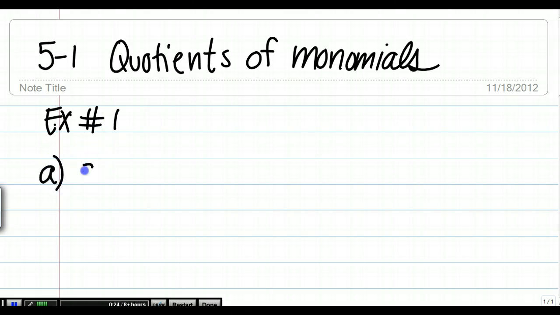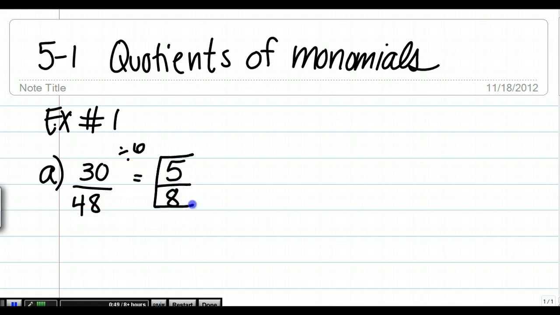For example, if we were given the fraction 30 over 48, you would first want to try to reduce this. And you would want to find what the biggest number is that goes into both of them. You know that you can divide each of these by 6. So 6 divided by 30 is 5, and 6 into 48 is 8. So this reduces down to 5/8. That's something that you should remember from prior years.